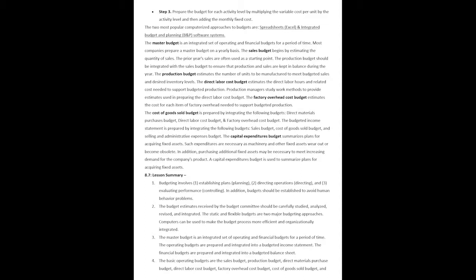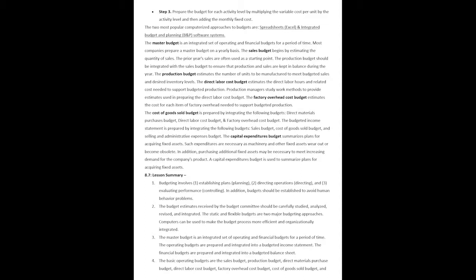The production budget should be integrated with the sales budget to ensure that production and sales are kept in balance during the year. The production budget estimates the number of units to be manufactured to meet budget sales and desired inventory levels. The direct labor cost budget estimates the direct labor hours and related costs needed to support budgeted production. Production managers study work methods to provide estimates used in preparing the direct labor cost budget. The factory overhead cost budget estimates the cost for each item of factory overhead needed to support budgeted production.